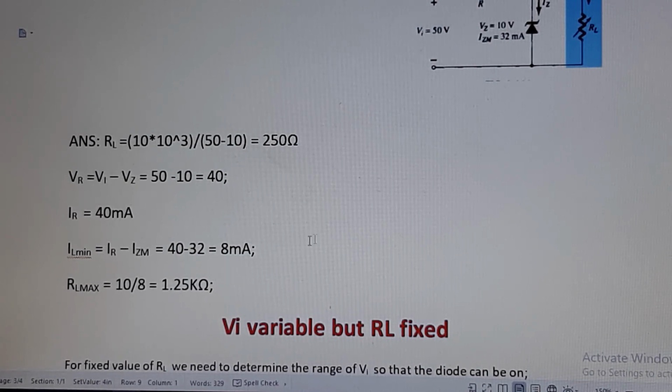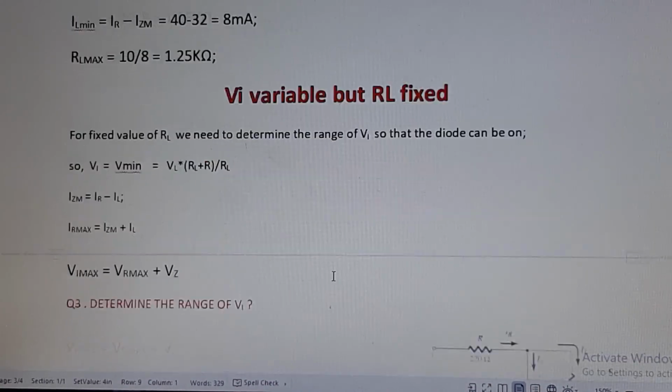So it is finished. Let's move to the third and last part, that is Vi is variable but RL is fixed. For this we need to identify the range of Vi that makes the Zener to be on. So we have to find the minimum voltage and the maximum voltage.